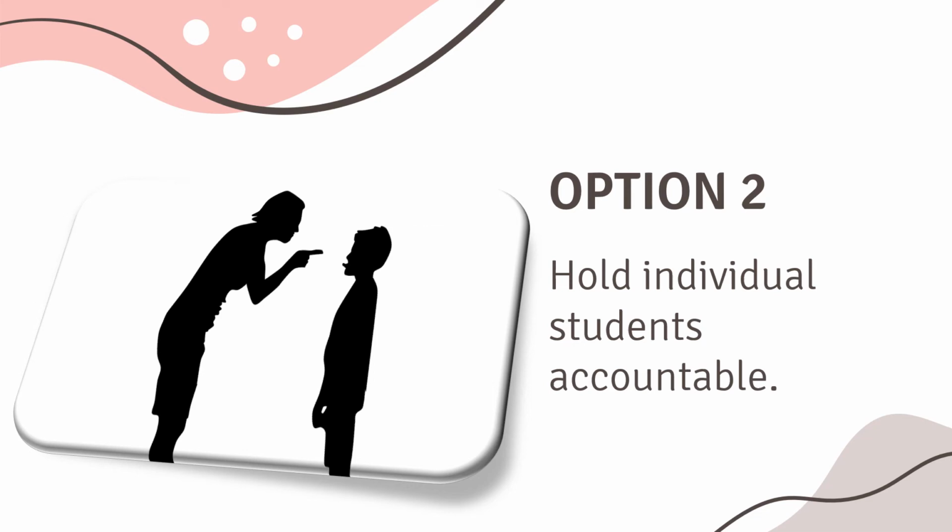Option 2, hold individual students accountable. Instead of punishing the entire class, hold individual students accountable when they misbehave by following your classroom management plan. This way, you'll never alienate students, cause resentment, or feel the need to punish everyone for the behavior of a few.